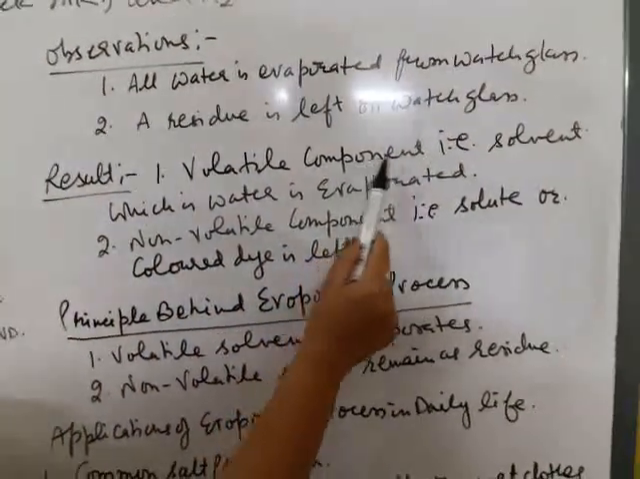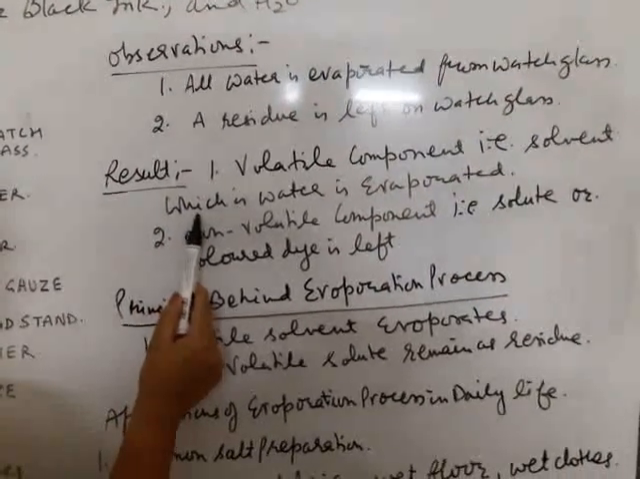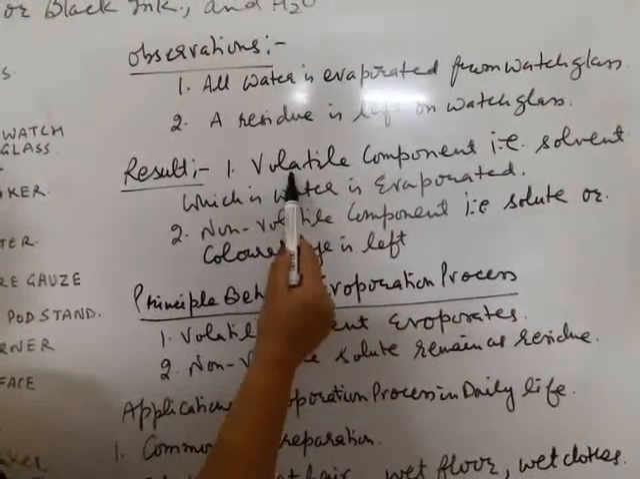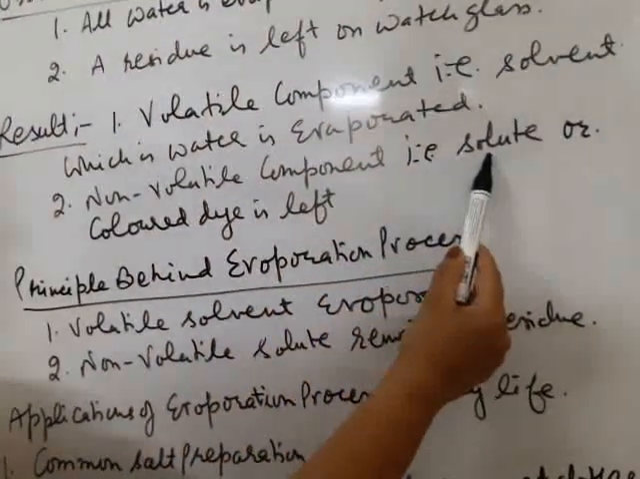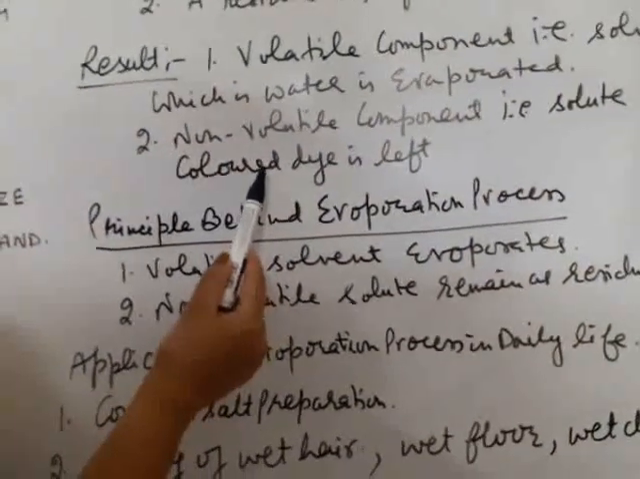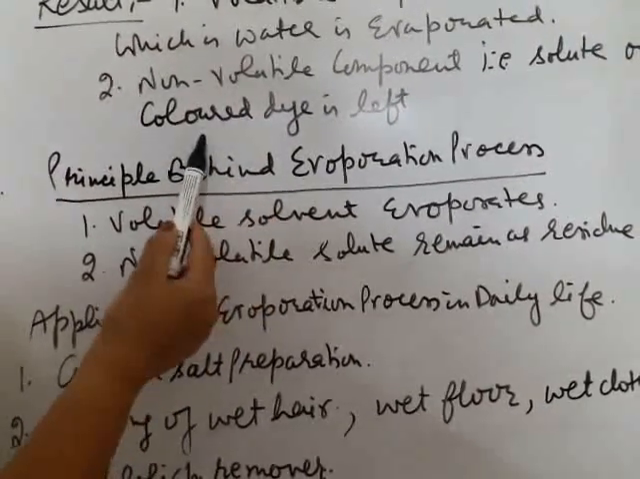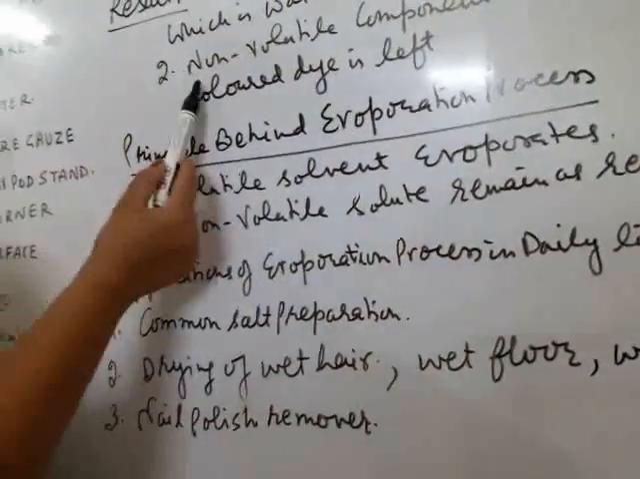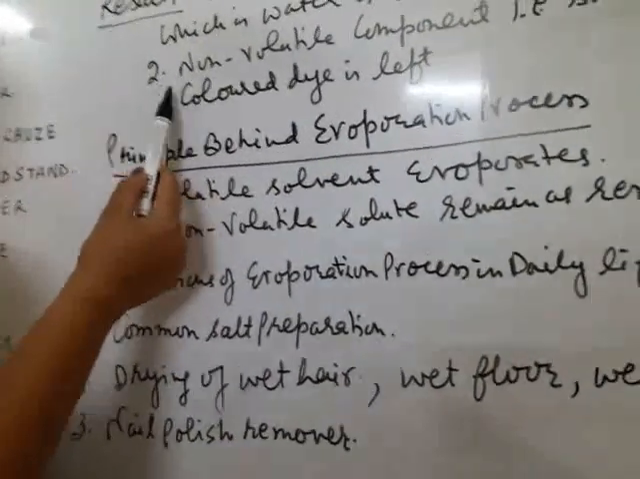The volatile component, that is the solvent, and the solvent here is water in the ink, it is evaporated. So volatile components are those which evaporate. The non-volatile component, that is the solute or colored dye, which is present in the black ink or blue ink. In black ink the color dye is black, and in blue ink the color dye is blue, that is left on the watch glass. And the color dye is non-volatile, it does not form vapors.